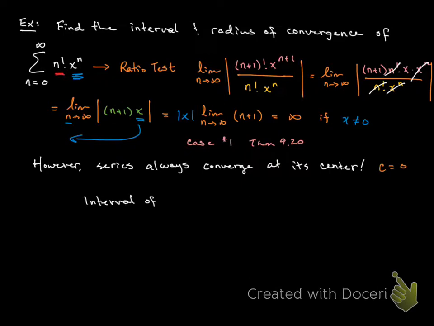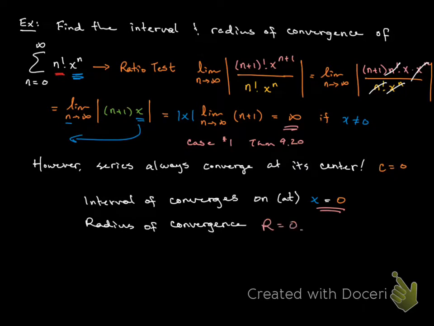So the interval of convergence is just x equals 0, and the radius of convergence is 0. Okay? So it might seem like a silly example. The only place that this series converges is when x is 0. But it's an interesting thing.